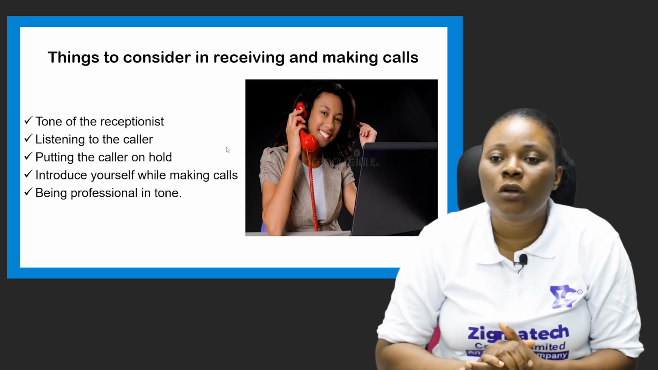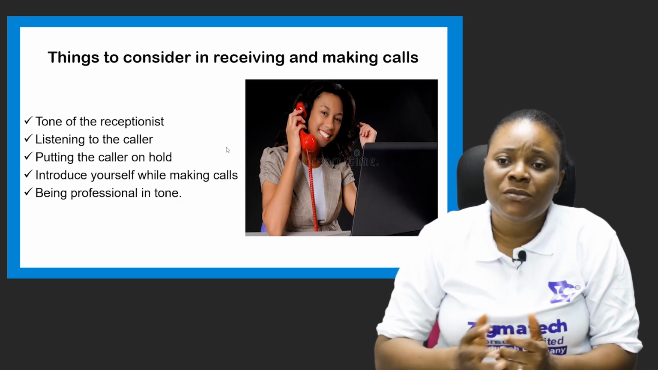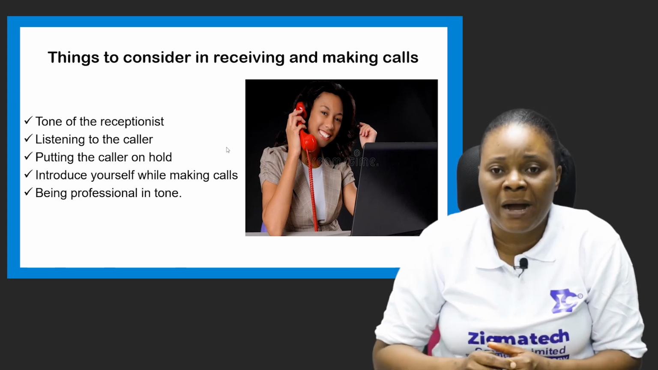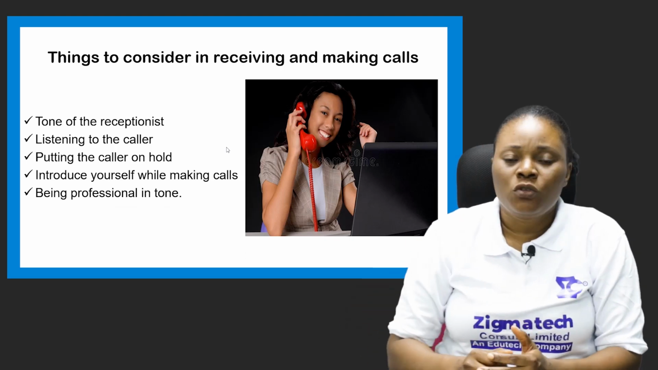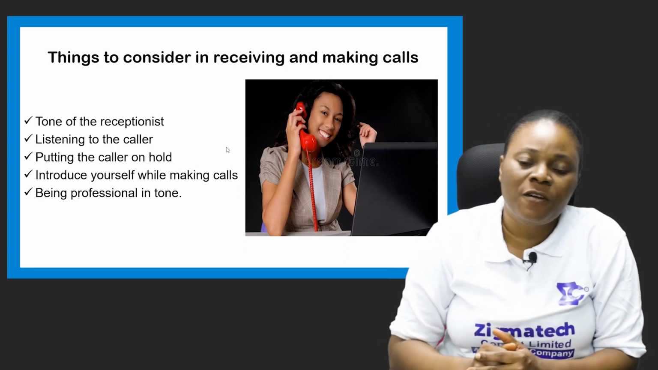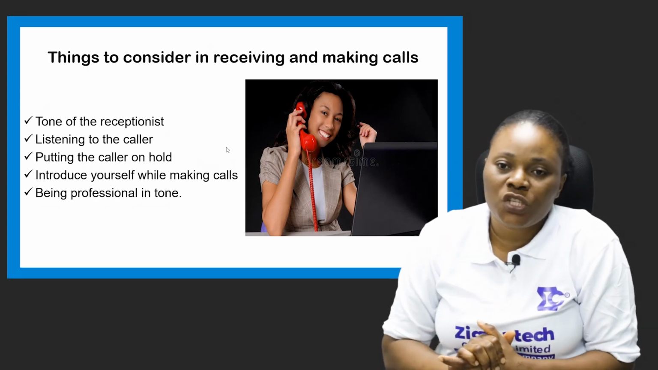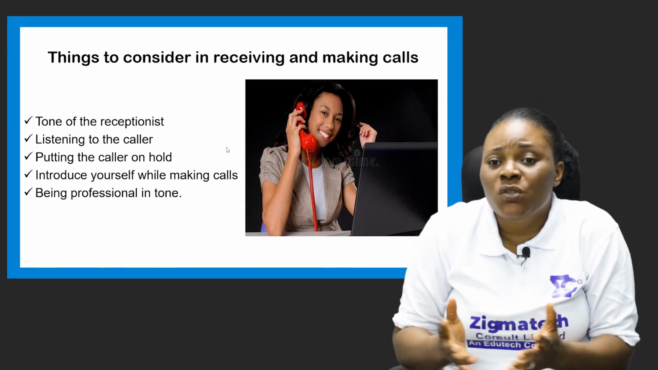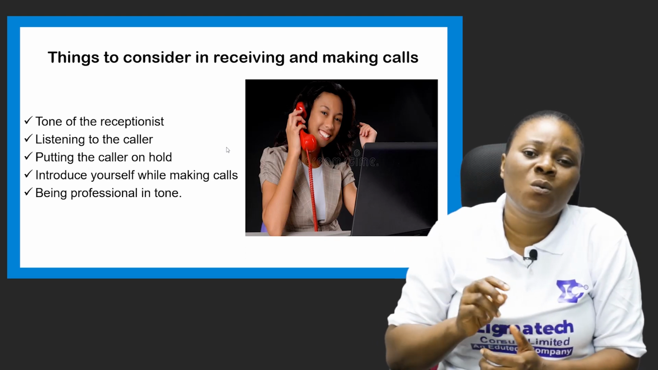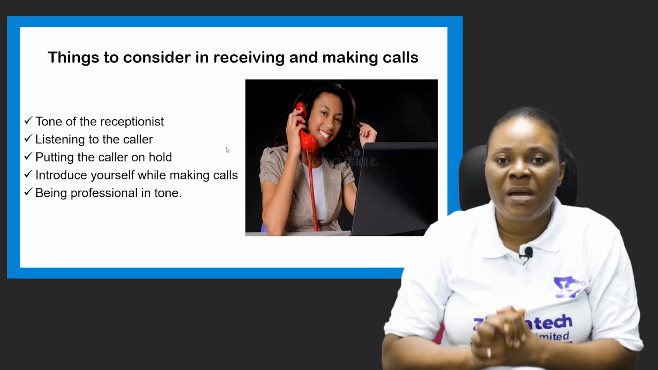Also, putting the caller on hold must be done with permission. If, for example, someone has called you to get a particular piece of information that you don't know about, and you want to get the information from someone, you can seek the permission of the caller to put the call on hold to get the information, or you tell such a person to call back later, or you might also decide to call back later. But you are not to put the caller on hold, especially if the person is the one calling you, without permission from such a person.